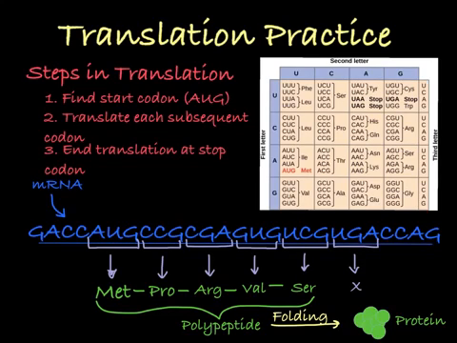In reality, the mRNA molecule will be much longer than this, with many more codons, resulting in a polypeptide chain that contains many more amino acids. For example, the enzyme Rubisco, which is used in photosynthesis, is made up of around 500 amino acids.